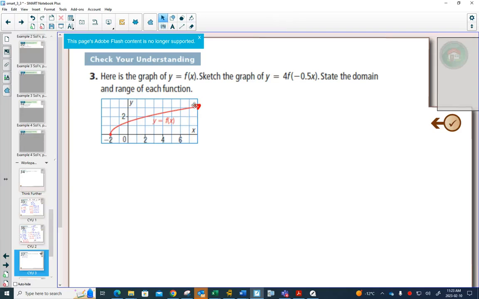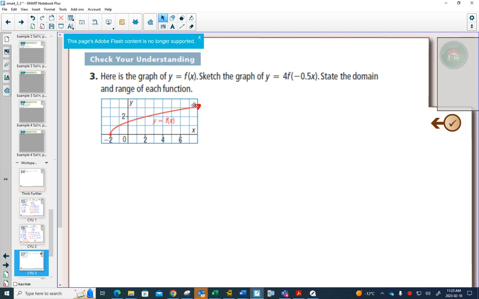Here's the graph of f of x. Maybe you know the equation of f of x. Can you see that it is a square root graph moved 2 to the left? So you could write an equation for this. It would be the square root of x plus 2 all inside the function.